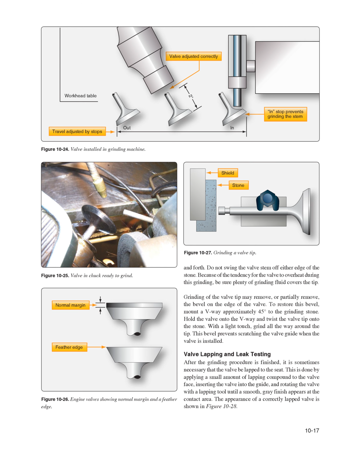Valve lapping and leak testing. After the grinding procedure is finished, it is sometimes necessary that the valve be lapped to the seat. This is done by applying a small amount of lapping compound to the valve face, inserting the valve into the guide, and rotating the valve with a lapping tool until a smooth, gray finish appears at the contact area. The appearance of a correctly lapped valve is shown in Figure 1028.